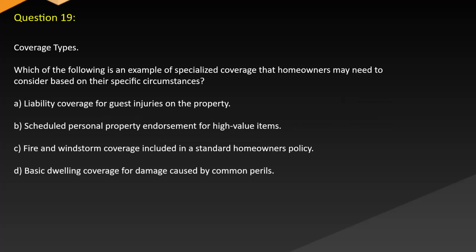Question 19. Coverage types. Which of the following is an example of specialized coverage that homeowners may need to consider based on their specific circumstances? A. Liability coverage for guest injuries on the property. B. Scheduled personal property endorsement for high-value items. C. Fire and windstorm coverage included in a standard homeowners policy. D. Basic dwelling coverage for damage caused by common perils.